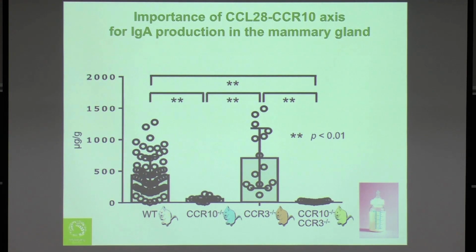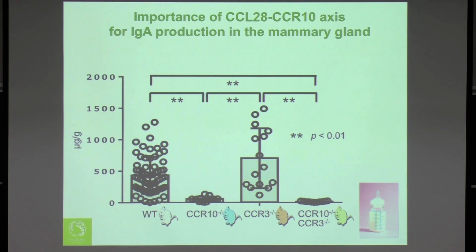Again, we have lots of IgA in milk collected from wild-type mice. And if you take the milk from CCR3 knockout mice, you have an equivalent level of IgA. However, most surprisingly, when you take milk from CCR10 knockout mice or CCR3 and CCR10 double knockout mice, the IgA level is almost non-detectable. That means that in CCR10 knockout mice, IgA production is almost abolished. So these results clearly indicated that the CCL28 and CCR10 axis would be crucial for the recruitment of IgA-producing plasma cells into the mammary gland.